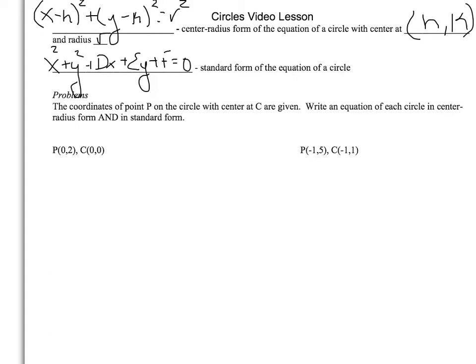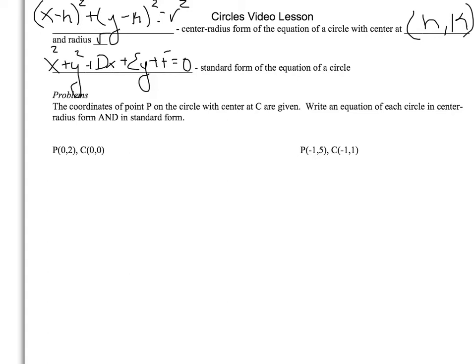The center point is at h comma k, so what you do is whatever's inside parentheses of the formula, you change the sign, and that becomes your center point. And the radius is just r, so whatever it equals, just take the square root of it, and that's going to be the radius of your circle.